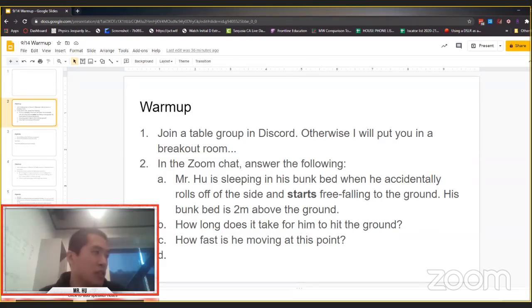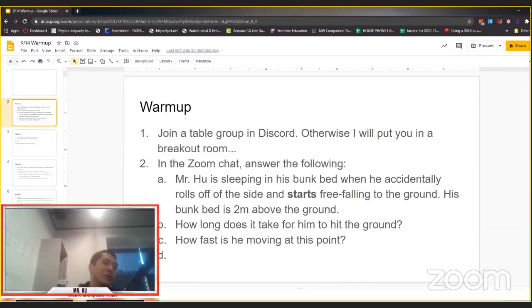In this lovely story, me, Mr. Who, so I'm sleeping in my bunk bed, when I accidentally roll off of the side and I start free falling to the ground. My bunk bed is 2 meters above the ground. So I want you to figure out how long it takes for me to hit the ground from the moment I roll off the bunk bed and how fast am I moving at this point.